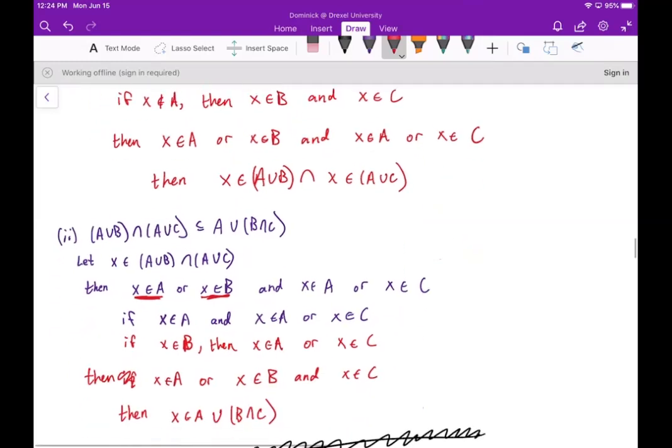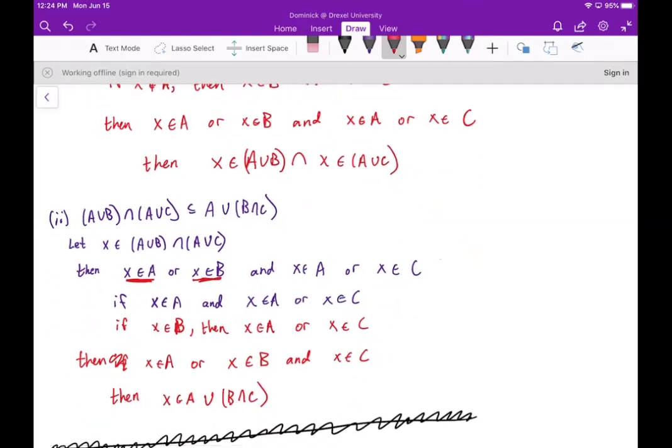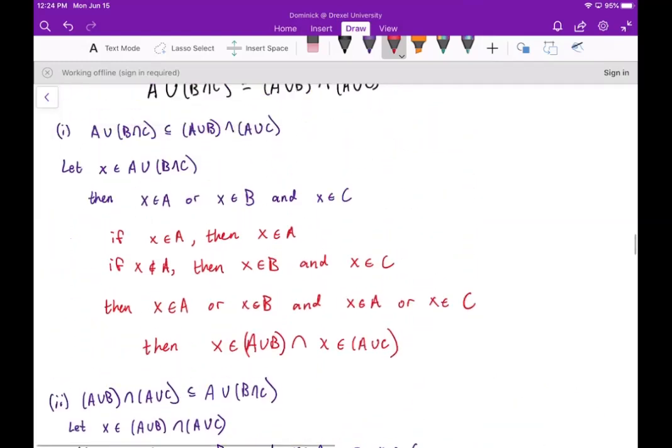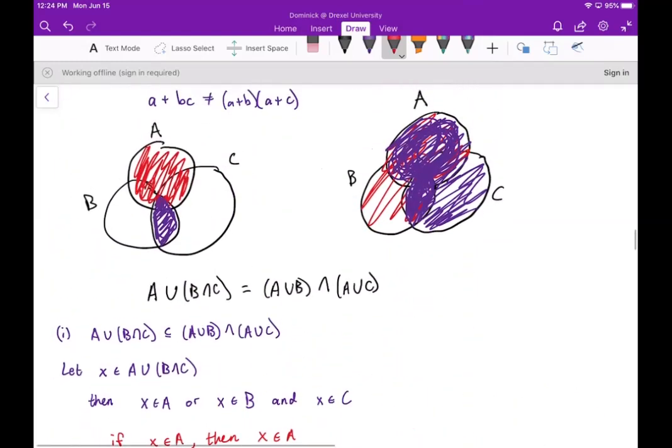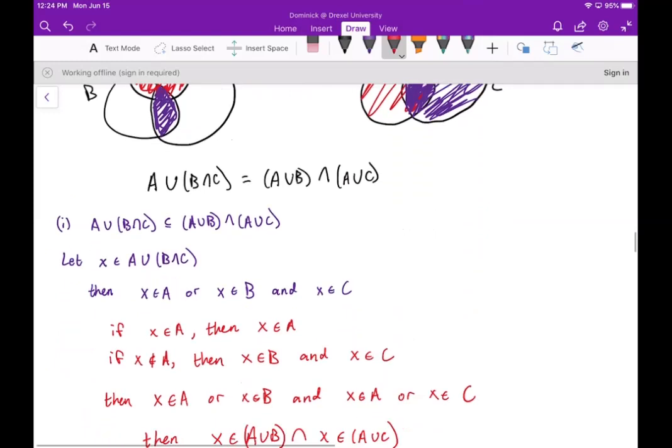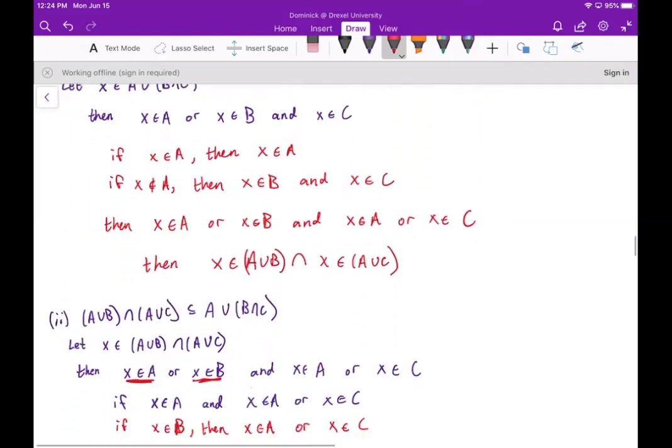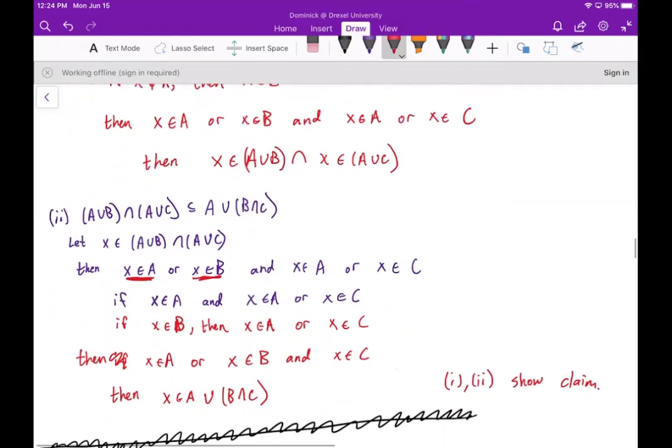Okay, so now we've shown both sets of inclusion, so of course 1 and 2 together show our claim. And of course, this proof was a little bit weirder to do, right? We have some weirder stuff going on, but it was nice to do the Venn diagram before in order to convince ourselves that these definitely are equal, right? So then from there, it's just a matter of sort of finagling the logic to make this thing work.